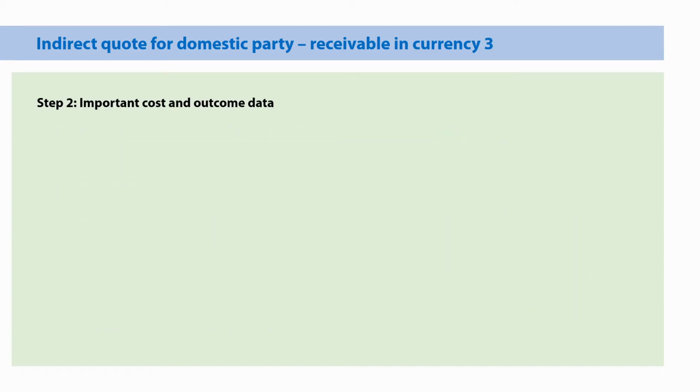Step 2. Let's collect all the important cost and outcome data. First, what does it mean if he will exercise the option? Exercising the option will give him, we already calculated that, 884,956. Don't get confused with multiplying and dividing. In this case, this is an indirect quote for the domestic party, so we have to divide.